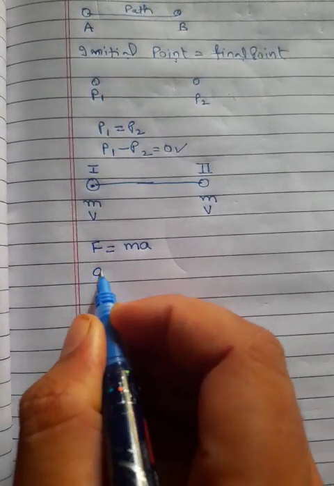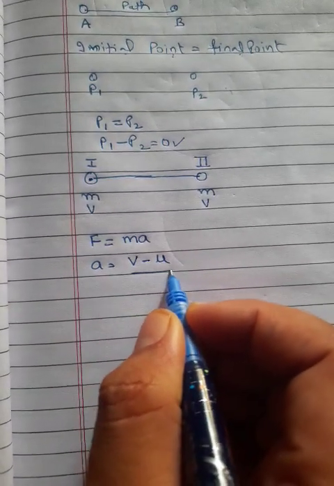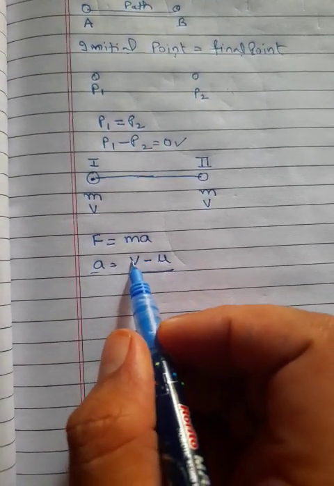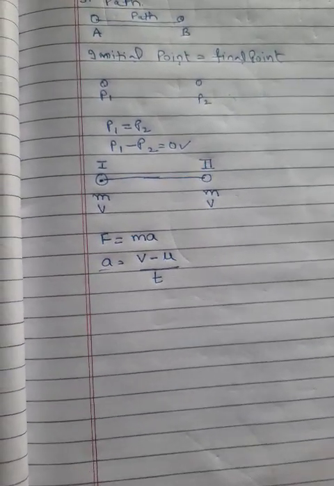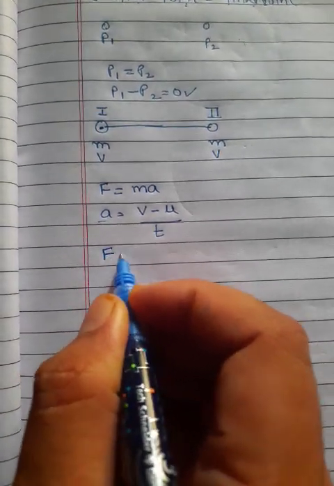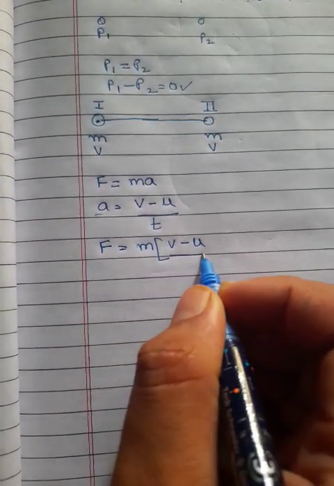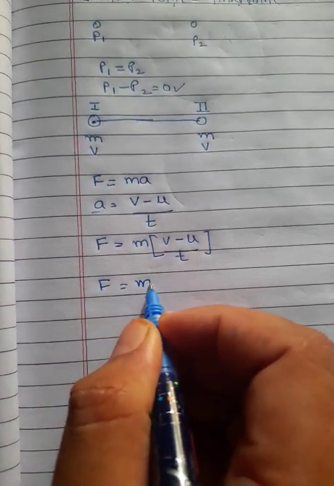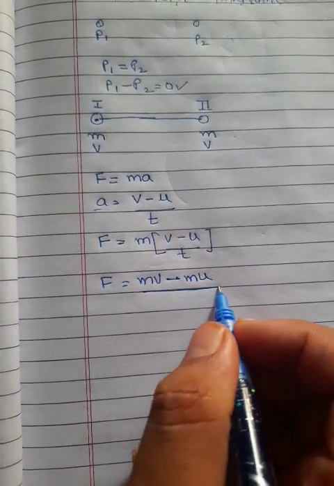Okay? And we know that acceleration is equal to final velocity minus initial velocity upon the time interval taken. Okay? So simply we can put its value here. We will get F equals m into (v minus u) upon t. Close the bracket, multiply by m, and we get m v minus m u upon t.